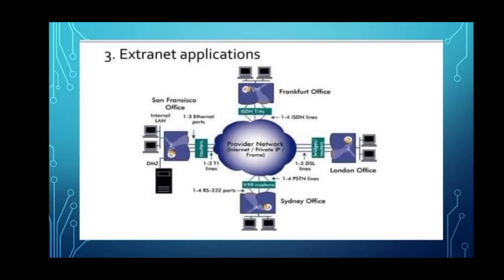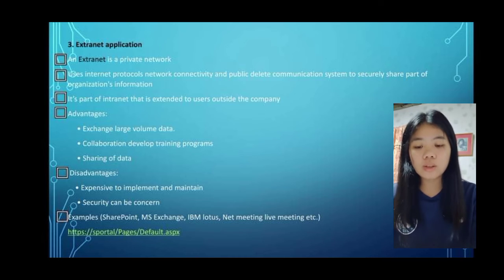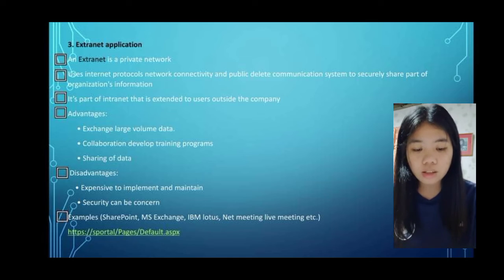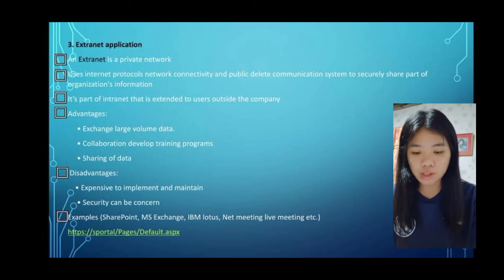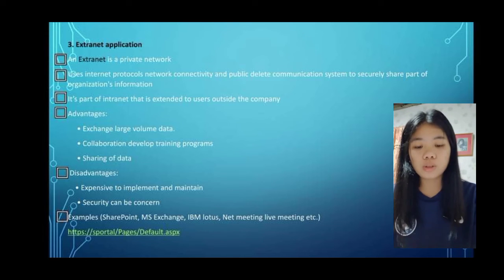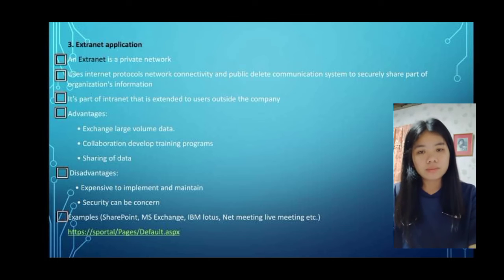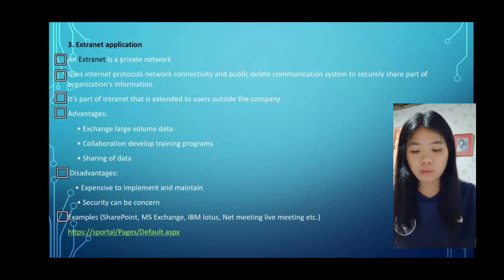The third is extranet applications. The extranet is a private network. It uses internet protocols, network connectivity, and the public telecommunication system to securely share part of an organization's information. It's part of the intranet that is extended to users outside the company. So it connects the intranets of business partners. So between organizations or between consumers, it is possible.